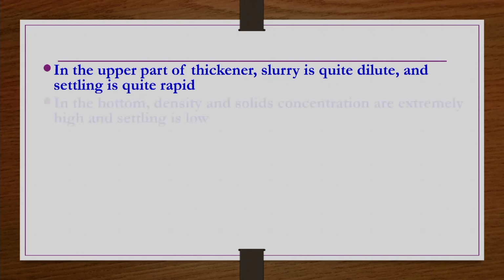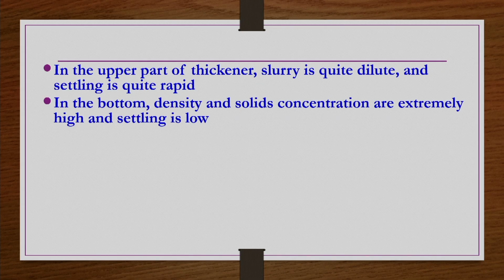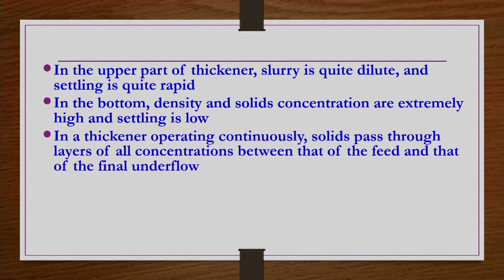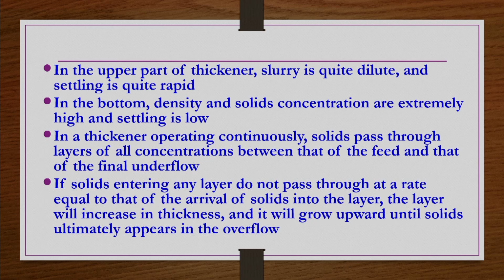So, in the upper part of the thickener, slurry is quite dilute and settling is quite rapid. In the bottom, that is in the D zone, density and solids concentrations are extremely high and settling is slow. In a thickener operating continuously, solids pass through layers of all concentrations between that of the feed and that of the final underflow, that we have already seen. If solids entering any layer do not pass through at a rate equal to that of the arrival of solids into the layer, then the layer will increase in thickness and it will grow upward, until solids ultimately appear in the overflow.